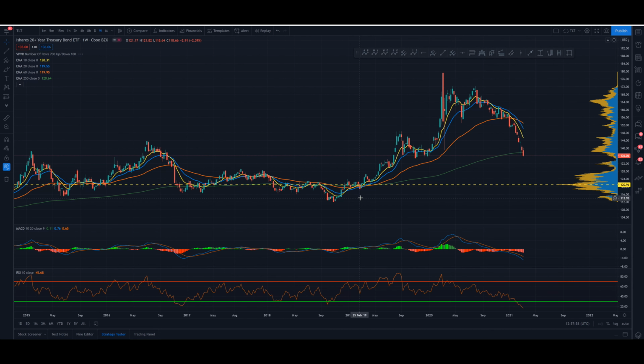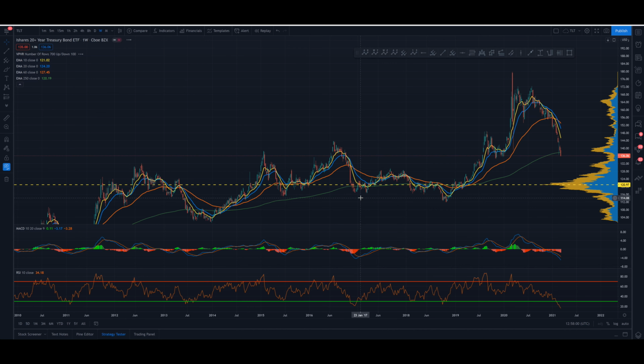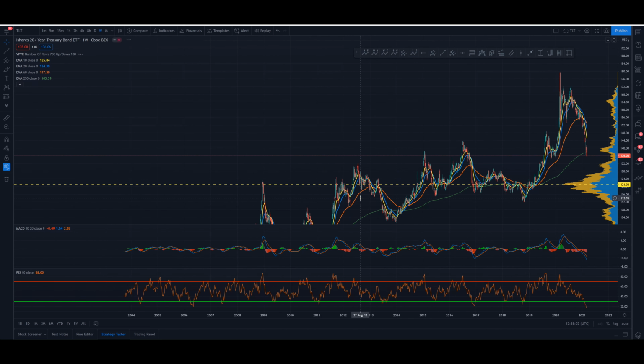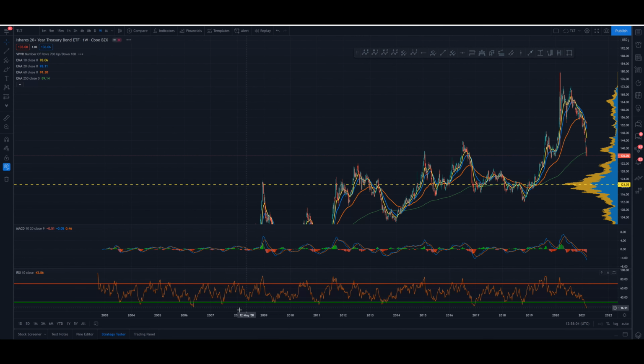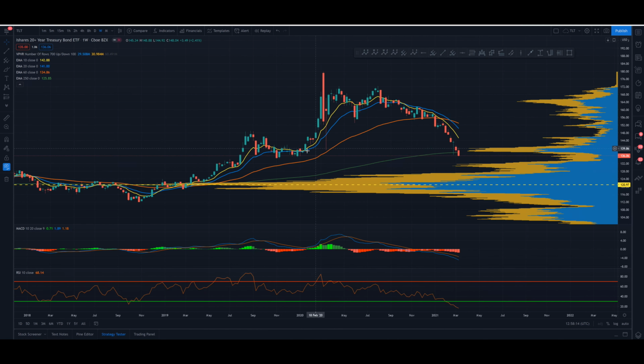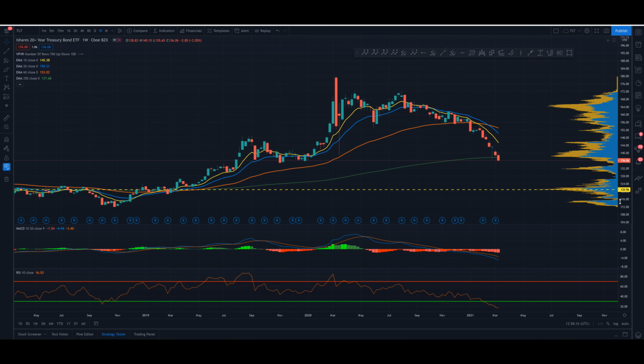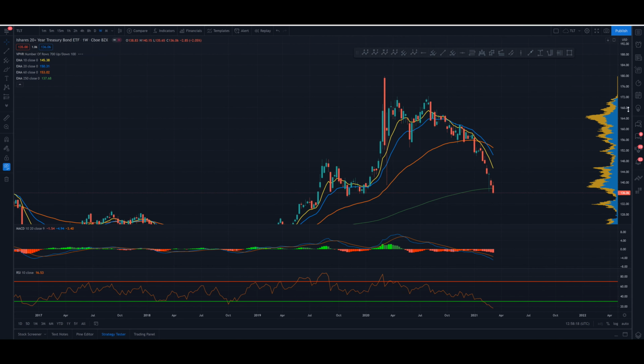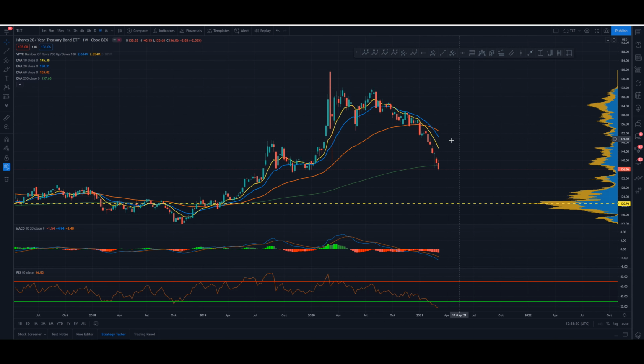We are seeing oversold conditions on the weekly time frame. No, we didn't even see it back in 2006, 2008. As far back as I've got price data here for the TLT, we've never been this oversold before. So a really brutal drawdown here in bonds. And they just keep selling off.